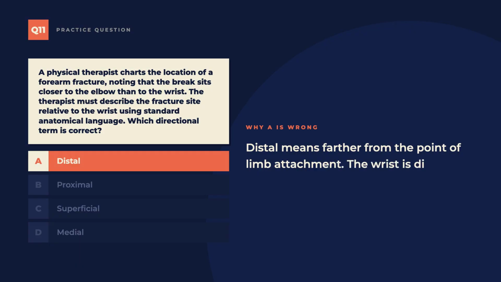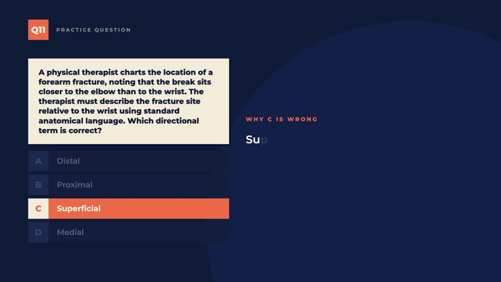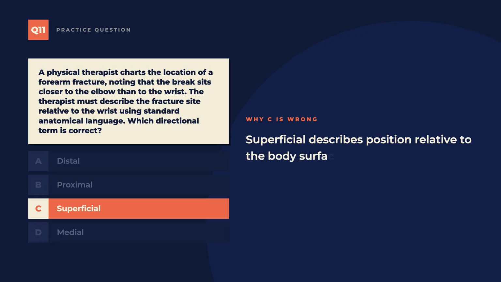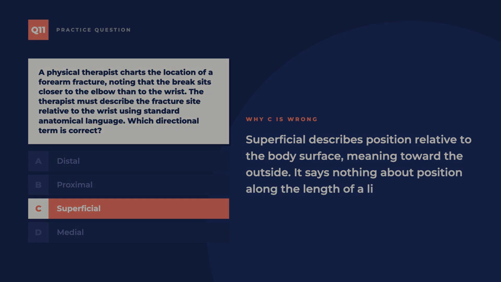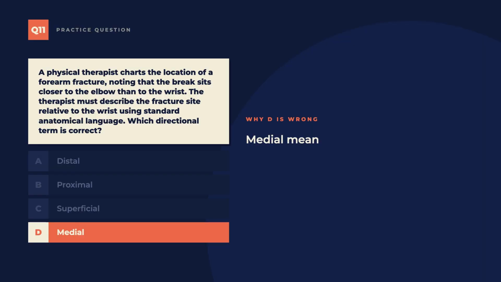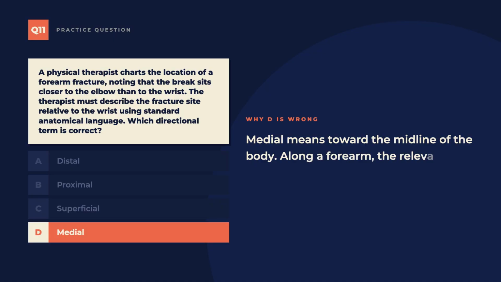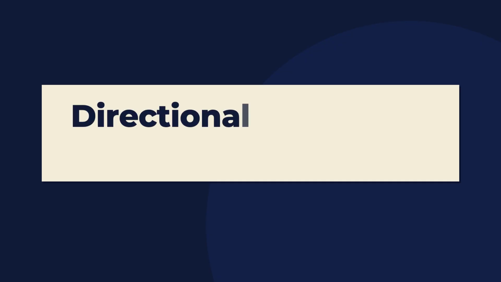The wrist is distal to the fracture, not the other way around. C is wrong because superficial describes position relative to the body surface, meaning toward the outside. It says nothing about position along the length of a limb. D is wrong because medial means toward the midline of the body. Along a forearm, the relevant axis is attachment distance, not distance from the midline.